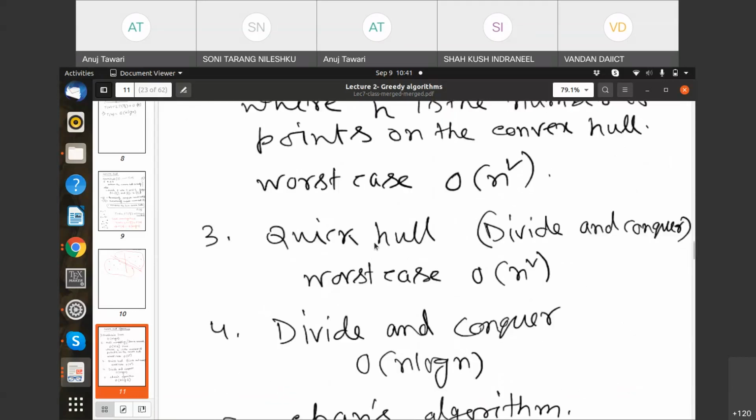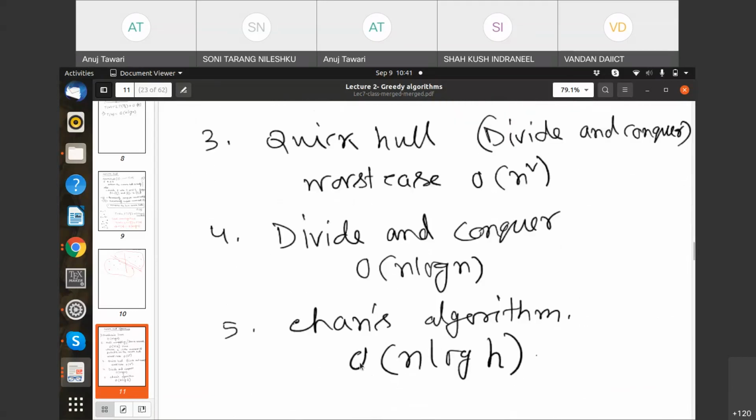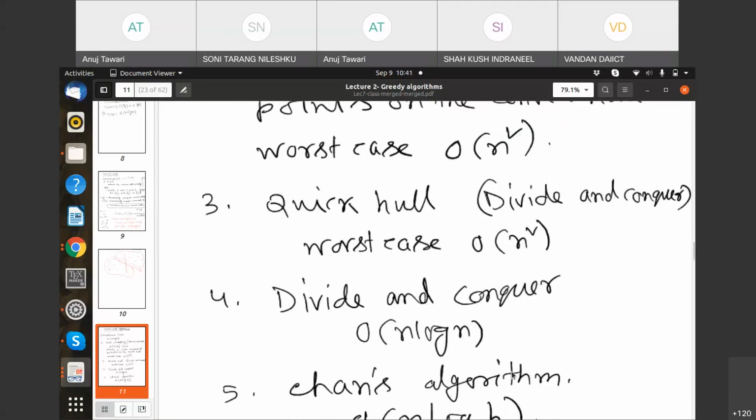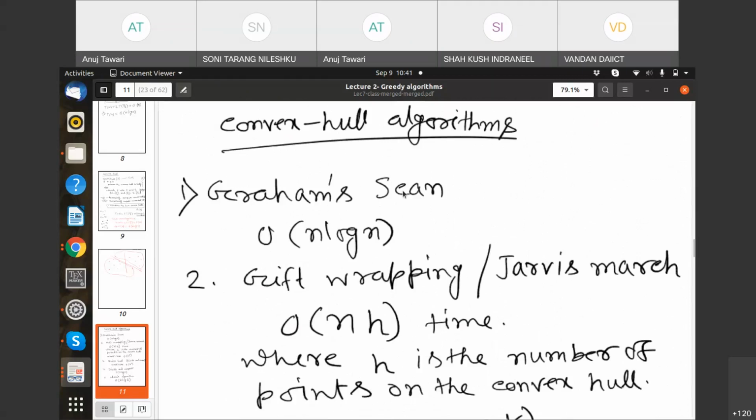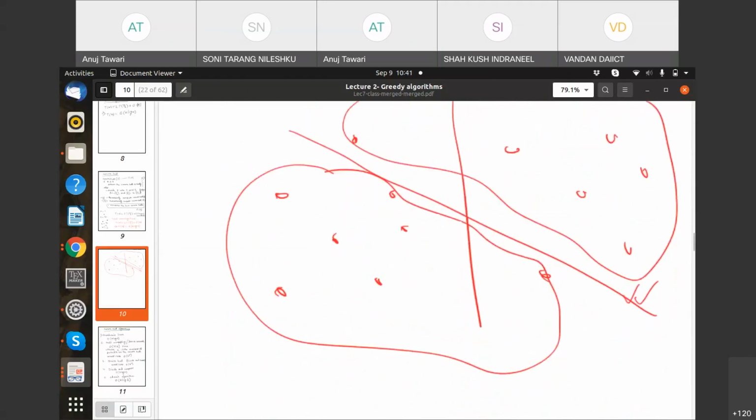We also saw two divide and conquer algorithms, big O of n squared and big O of n log n. And there is another Chan's algorithm which runs in n log h, which is just a combination of the first two, Graham scan and Jarvis march. So here we divide it into two parts. He divides into many different parts. Okay. And somehow is able to get n log h.